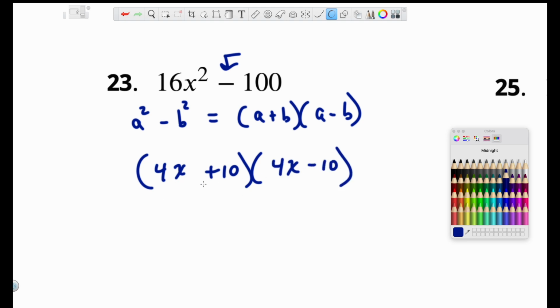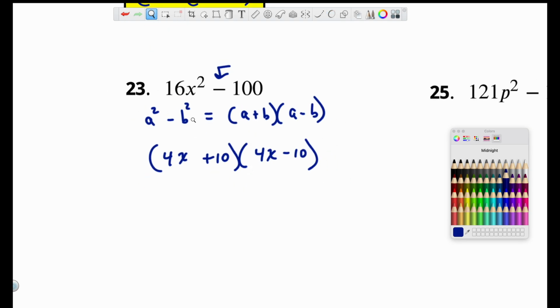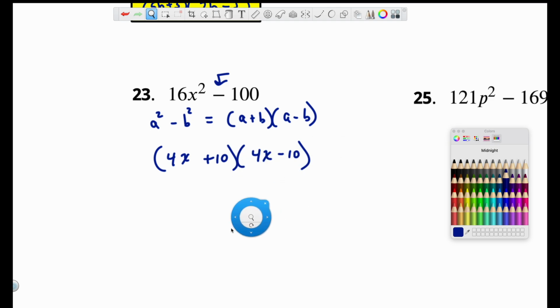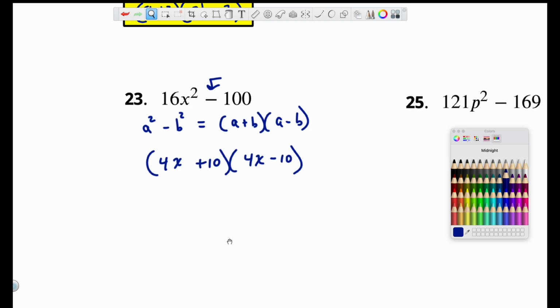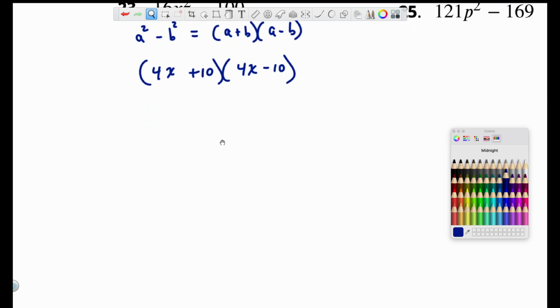If we were to FOIL this, we get the first, 4x times 4x is 16x squared. Our outer, 4x times negative 10 would be a negative 40x, and the inner, 10 times 4x would be a positive 40x. Those two terms would cancel, and then 10 times negative 10 is negative 100. So that is the difference of two perfect squares. We get a conjugate pair binomial. And we've seen a couple of those already.